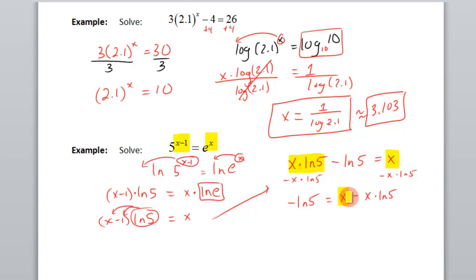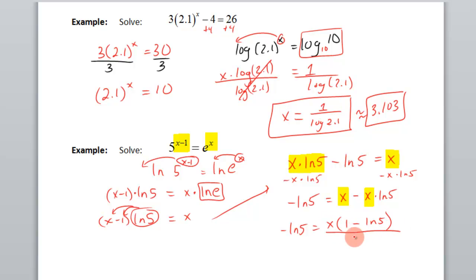Now, the term with the x's here and here can be factored out. Right? Take it and factor it out, just like any kind of factoring. Natural log 5, the negative there, and then take the x out, that becomes 1 minus natural log 5. See how the x came out? If I distribute it back in, it'd be right back up to this statement.